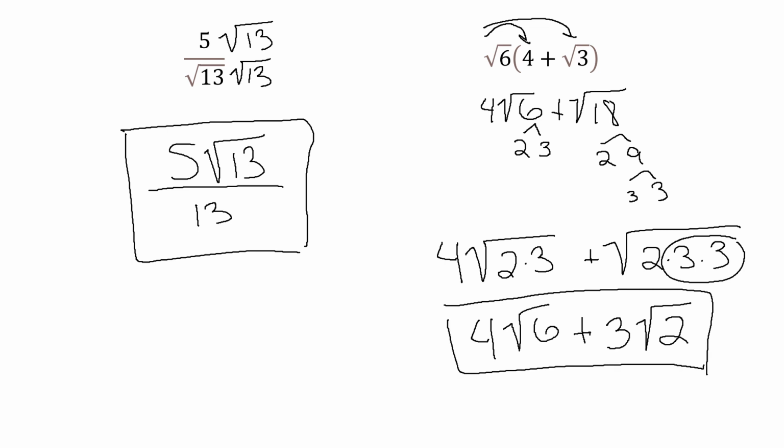And because my radicals don't match, this is where I have to stop. If I was dividing these, I would just divide the terms instead of multiplying, all right?